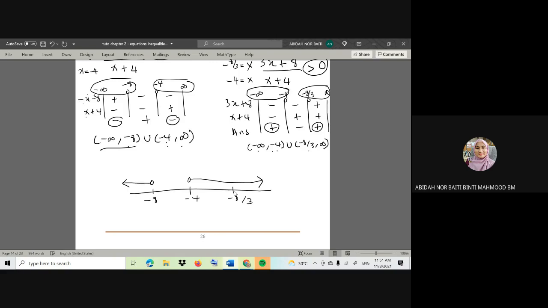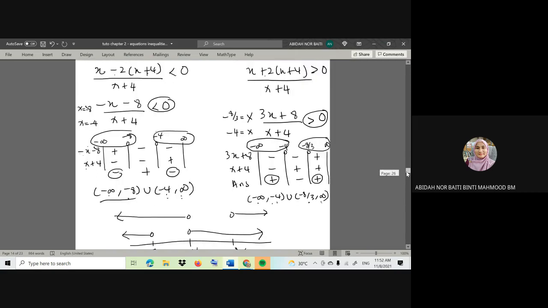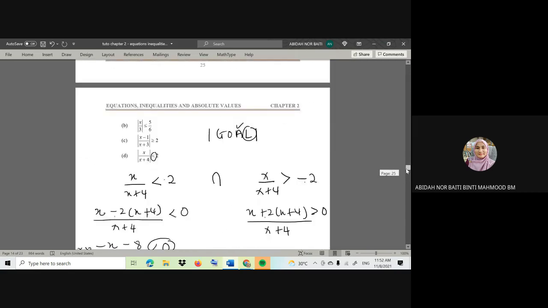Negative infinity to negative 4. Maksud dia from negative 4 to the left. Okay, here is negative 8 over 3 to positive infinity. Maksud dia from negative 8 over 3 to the right. Okay, kalau dia positive infinity, to the right lah. Kalau dia negative infinity, to the left. Okay, to the left. And then how to shade it? Macam mana kita nak shade it? Tengok kat mana? Tengok kat goal tadi ya.